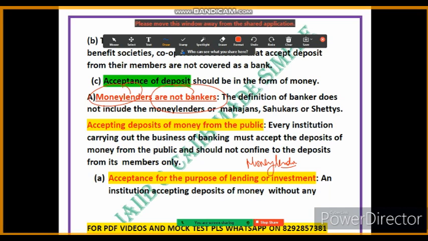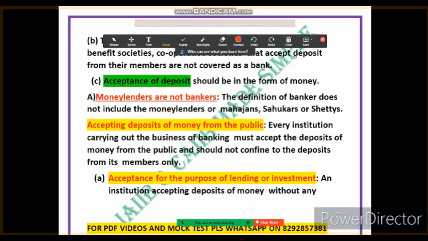So money lenders, what do they do? They lend to the people. They don't accept deposit from the people, so they are not called bankers. So for example, a person who lends money to others but does not have a system for accepting deposit from the public would not be called a banker. They may give out loans, but they don't operate a bank by taking deposit from individuals. So this is the correct definition of banks.